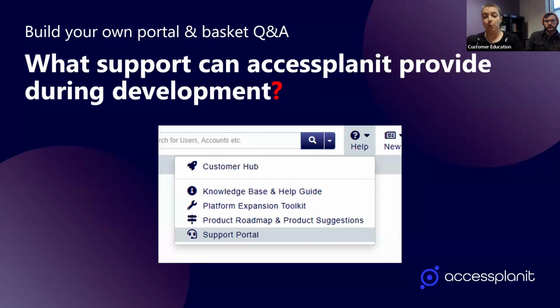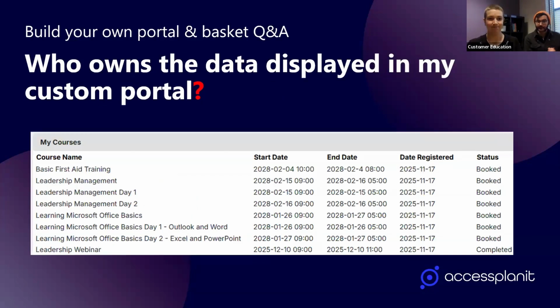So to simply put this, Access Planet can answer questions about the API feeds and those queries and clarify which modules or endpoints to expose to get certain fields or actions. Access Planet can't troubleshoot your custom code, support any of your front-end development, or debug your portal implementation. So we can support with the background, the feeds that are supplying your portal, but we can't help with the code, unfortunately. So yeah, give us a call if you have questions about the API.